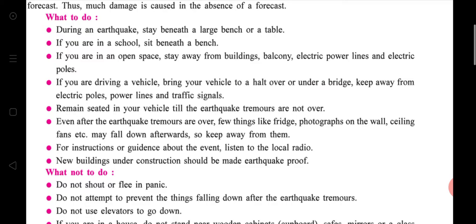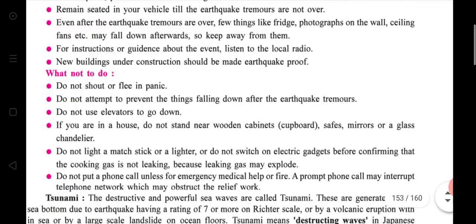Even after the earthquake tremors are over, for some time keep away from the ceiling fan, photographs, fridge, etc., because they may fall down afterwards. And for proper instruction and guidance, watch the news and listen to the local radio. And new buildings under construction should be made earthquake proof.